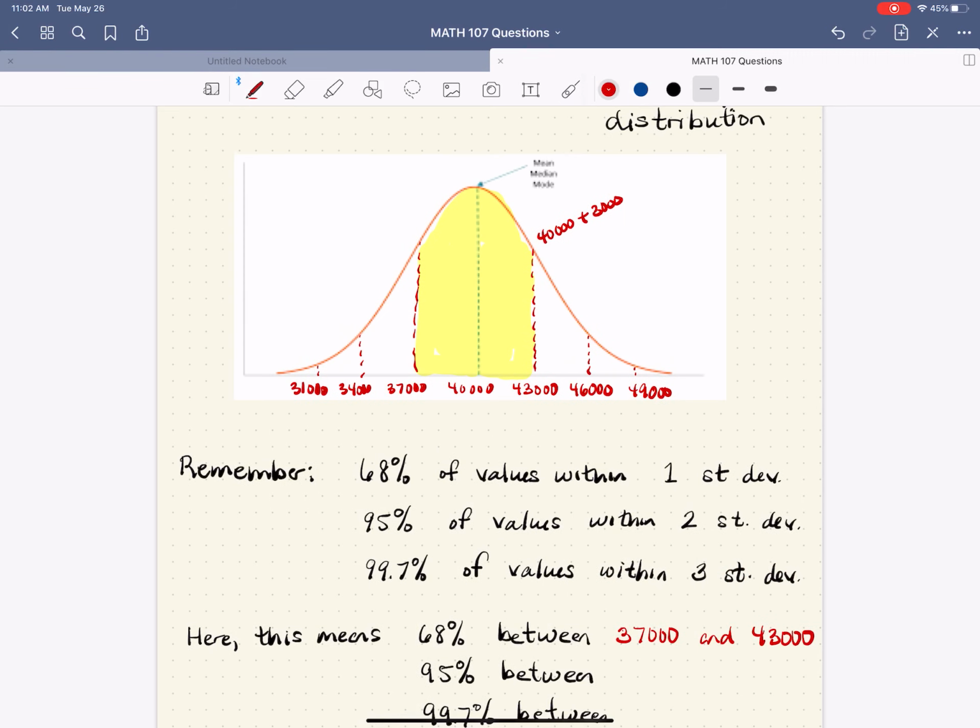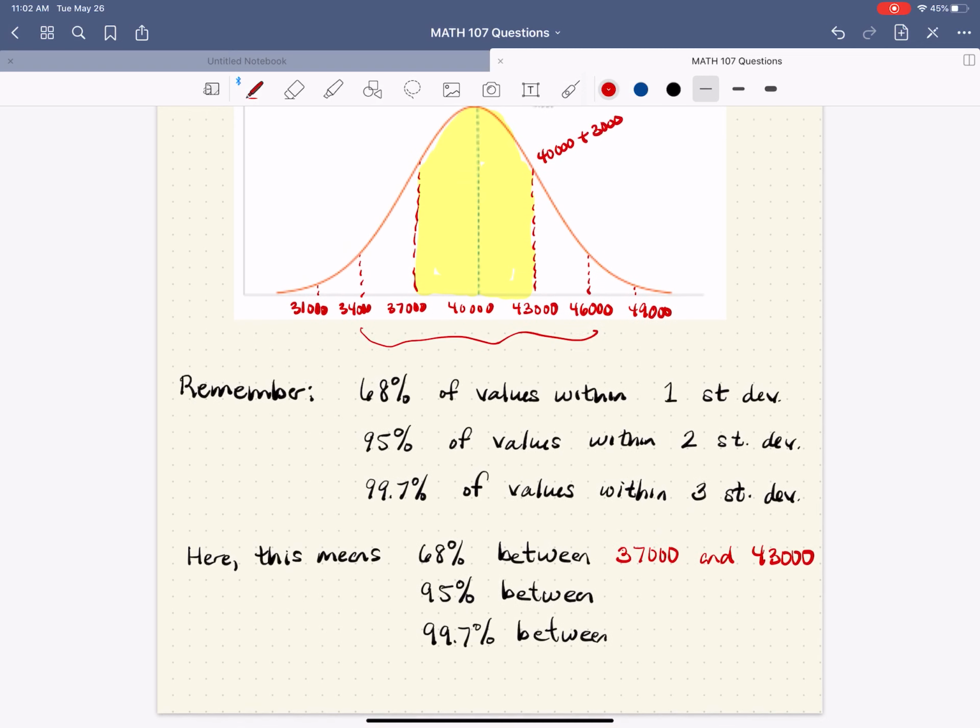95% corresponds to two standard deviations, so I'm going to draw that here. That means we just go out one more standard deviation than the previous, so that's between 34,000 and 46,000. And finally, 99.7% is within three standard deviations, which is 31,000 and 49,000. Okay, so that's the information that we can get from the empirical rule.